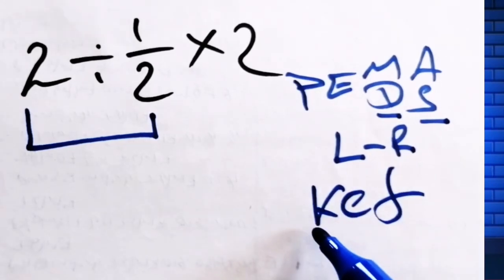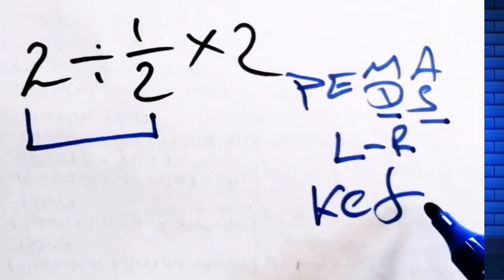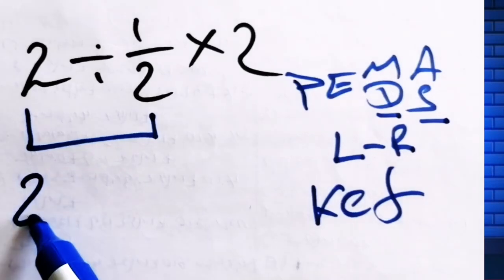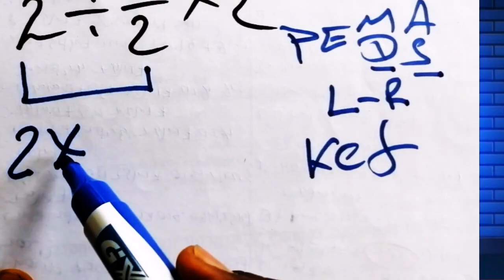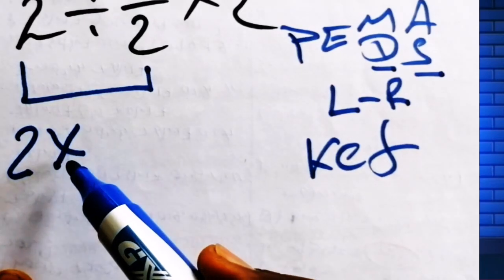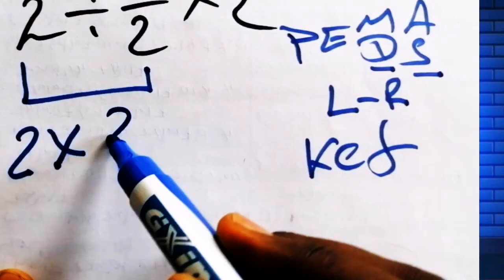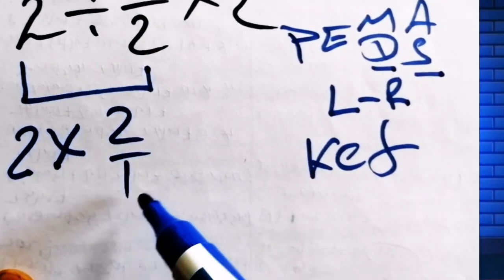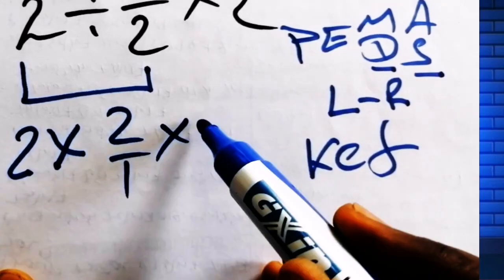KCF rule, K stands for keep, C stands for change, and F stands for flip. Therefore, we have to keep the first number. We have to change the operation, division, into multiplication, and we have to flip the second number, the second fraction, then times 2.